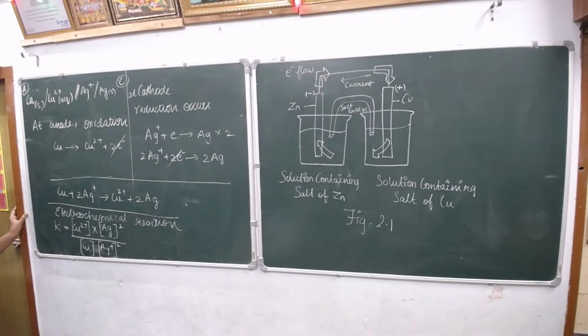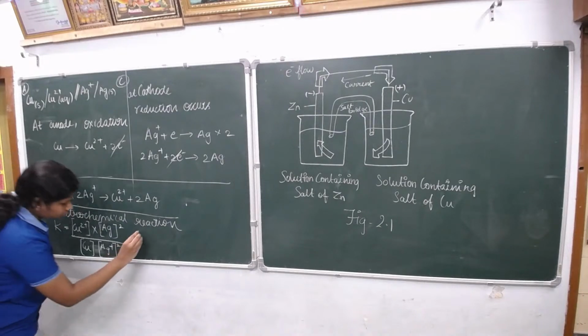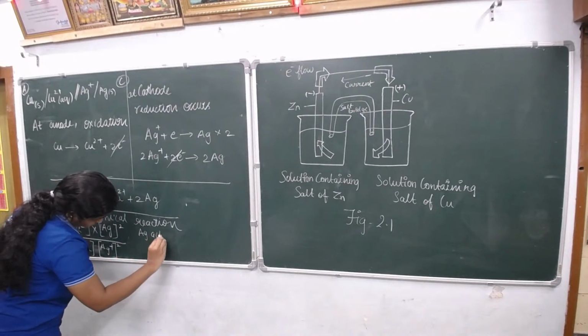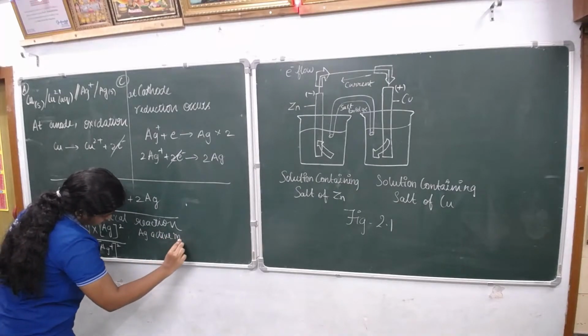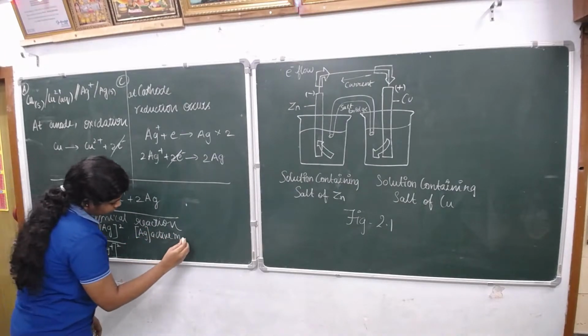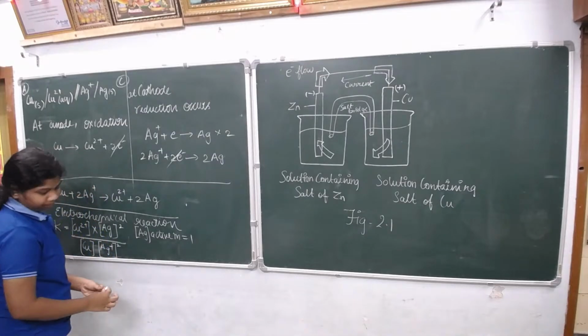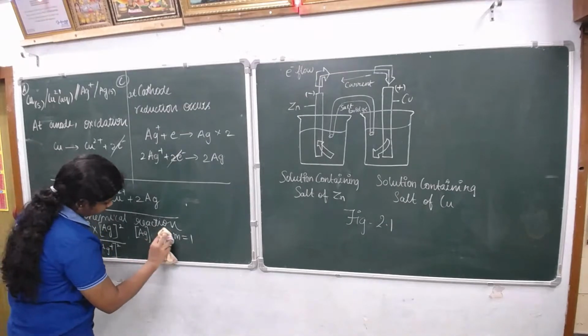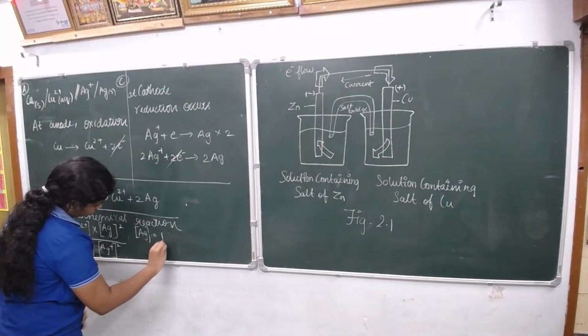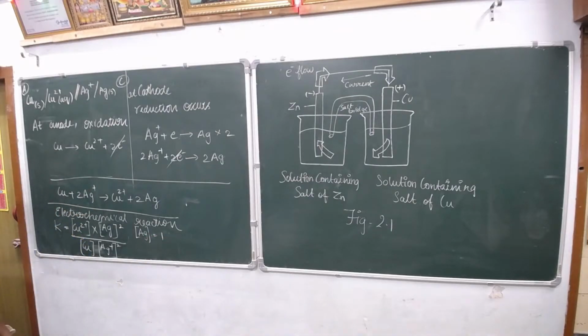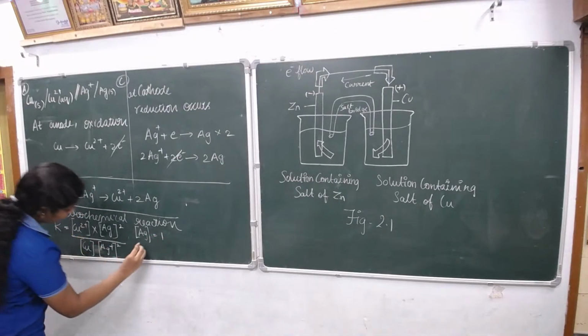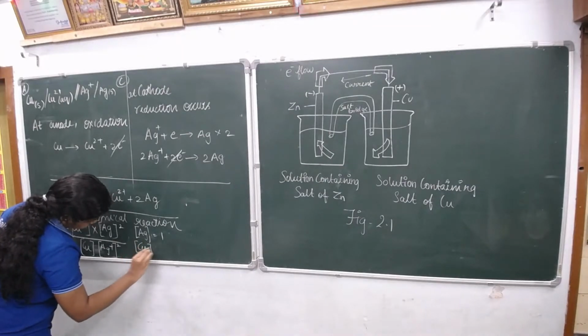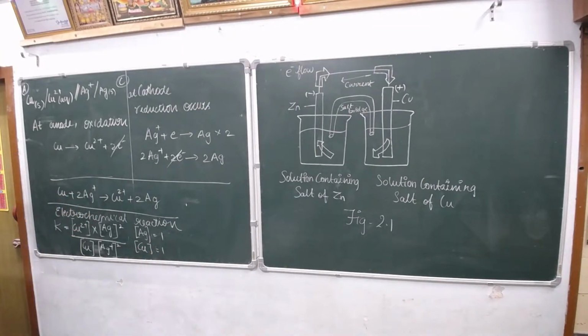Now, for silver, the active mass of silver is 1 because it is a solid. Take down: Ag, active mass is 1. That is understood, it is equal to 1. That is taken as unity, you can say. Similarly for Cu also it is 1. Write down, is equal to 1. Now replace this, therefore K is equal to what?